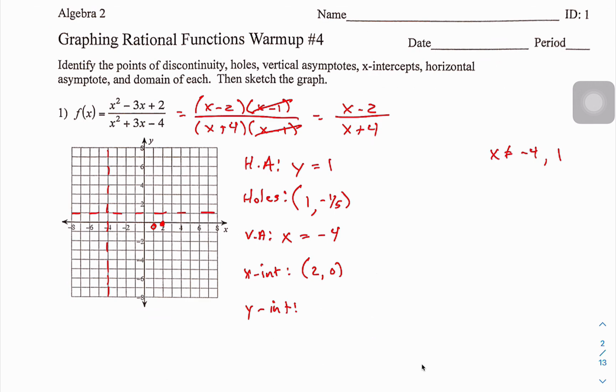And then a y-intercept, remember, as always, is when x equals 0. So we take 0 and we plug it in and get an answer. And when I plug it into my simplified version here, I get negative 2 over 4. Reduce that, we get negative 1/2. So 0, negative 1/2. Somewhere right in here. So there's at least a couple of points on the graph.